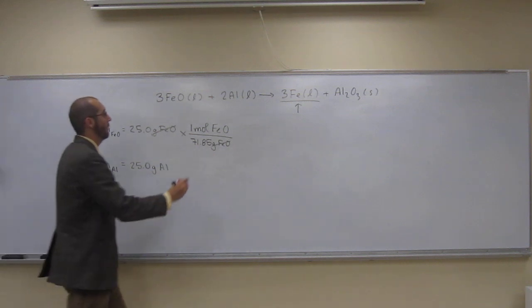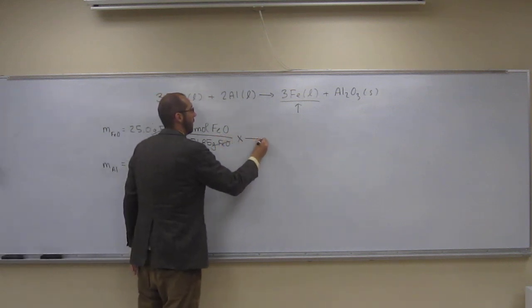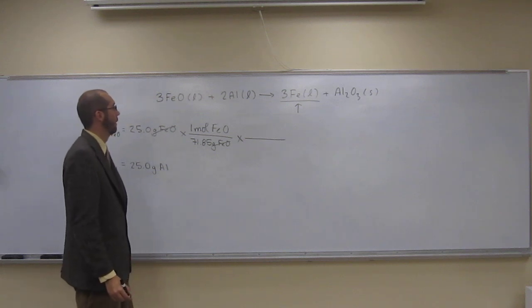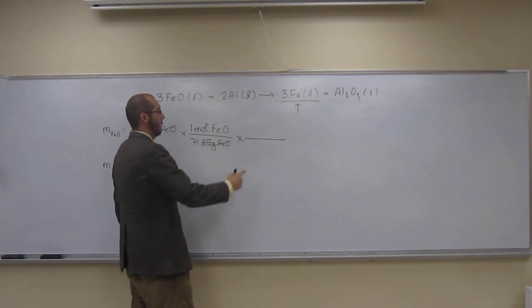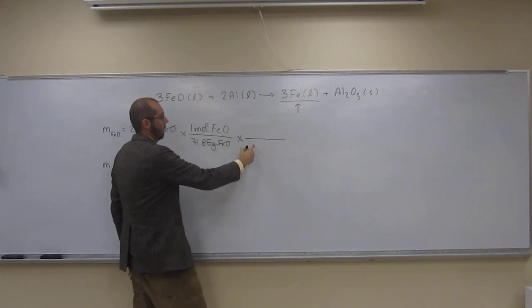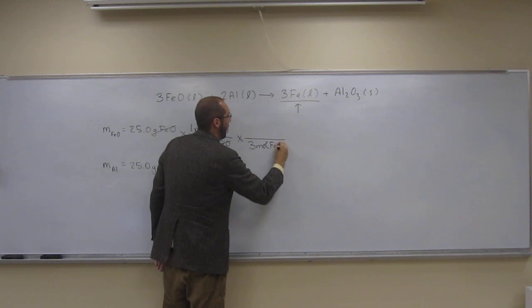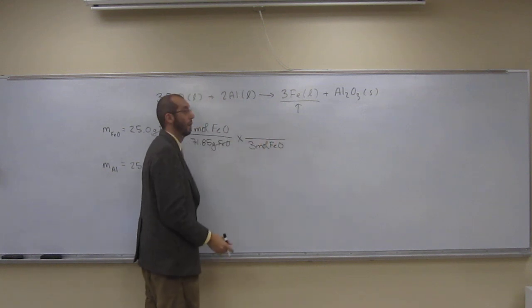Well, what do we have to do then? Molar ratio. Of what? Iron(II) oxide. So what's on the bottom? 3 moles of iron(II) oxide. And on the top? 3 moles of iron.